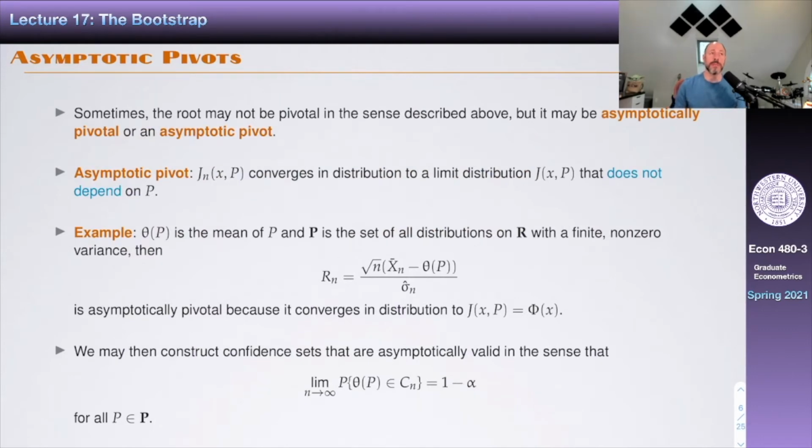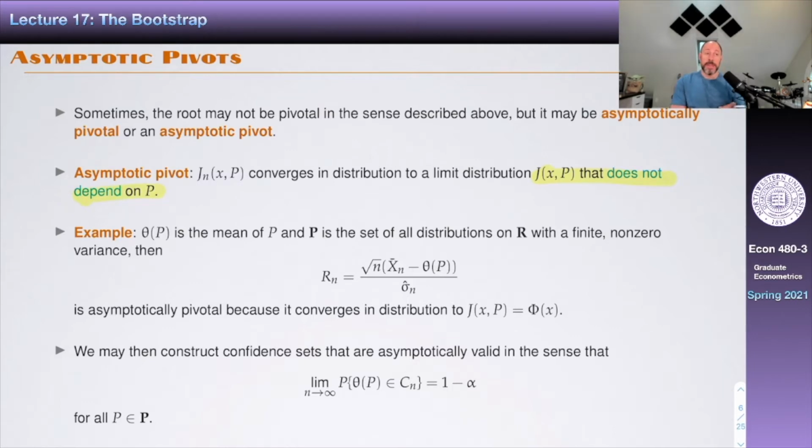So I wrote, sometimes a root may not be pivotal in the sense that we just described, but it may be asymptotically pivotal, or you can say that it's an asymptotic pivot. What is an asymptotic pivot? It's when J_n(x, P) converges in distribution to a limit J(x, P). Notice that here J is not indexed by n, so this is a limiting object, and the limiting object does not depend on P, okay?